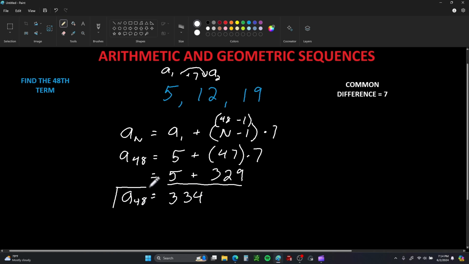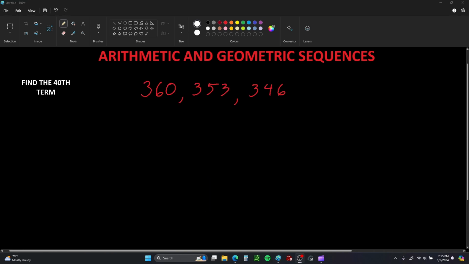Let's try another one, and after you practice it a few times, it'll get easier. This time we're seeing decreasing numbers in our sequence, and it works the same way. To find the difference, what would I have to add to 360 to get this one? If I did 360 minus 353, I would get 7. And to go from 353 down to 346, I'm again changing by 7. But instead of adding 7, we're subtracting 7, so we are still adding a negative number.